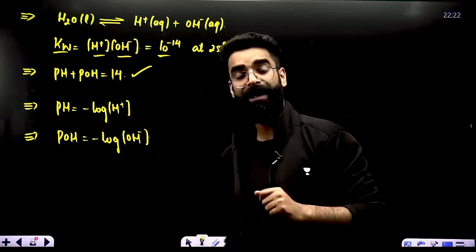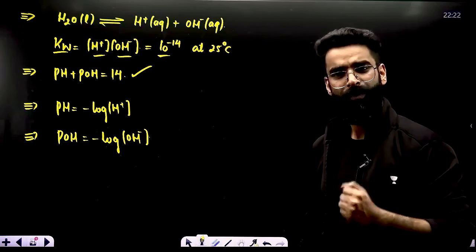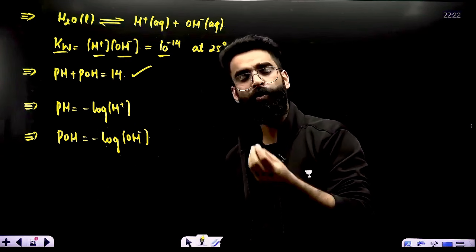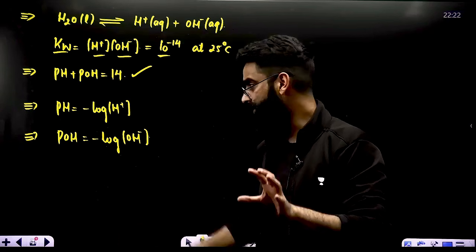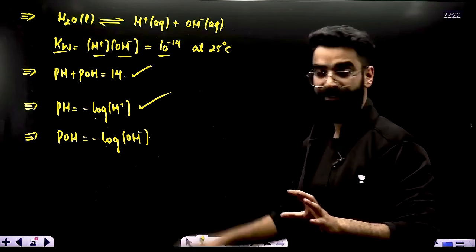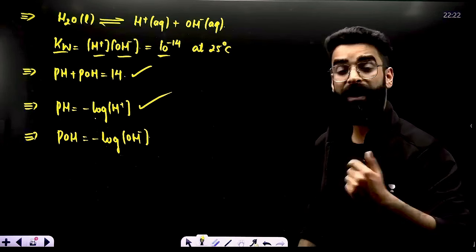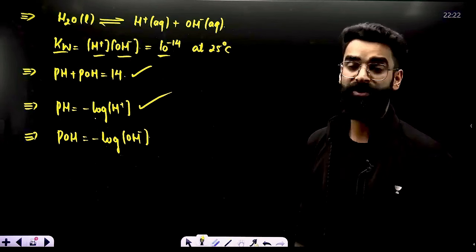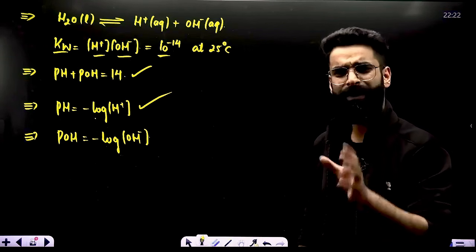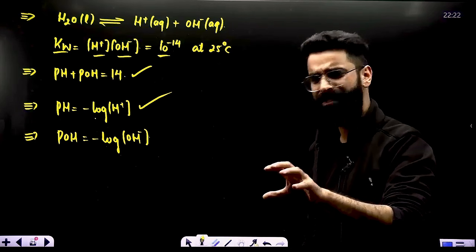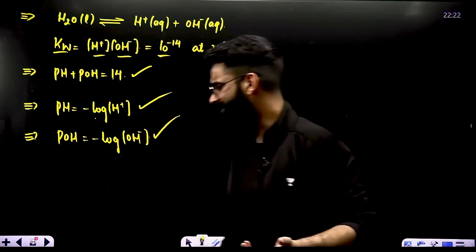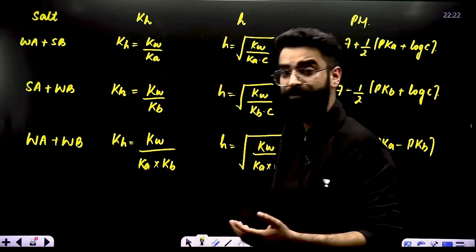Now, if you have to calculate the pH of any solution, what you need to do? You need to calculate the total H positive ion concentration in the solution. Take minus log of that. You'll be getting the pH of that solution. If somehow you're supposed to calculate the pOH of the solution, what are you supposed to calculate? Get the OH negative concentration of the solution. Take minus log of that. Get the pOH. That's all, right?